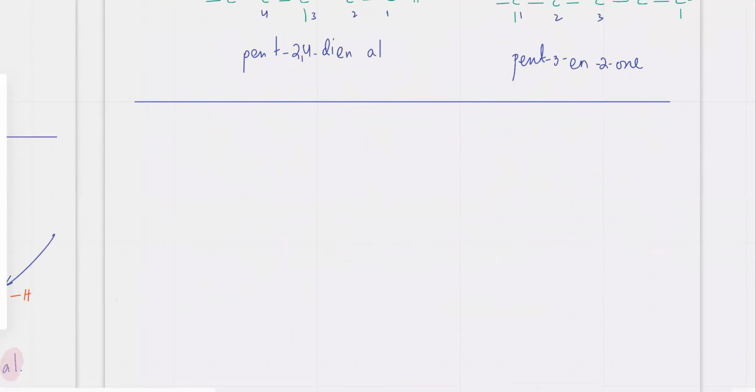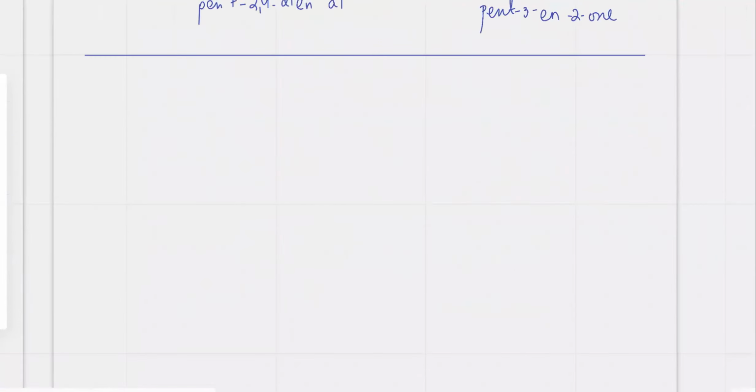Okay, so let's move to the more difficult ones. Let's talk about branching now. So more complicated, multiple functional groups, and they're going to be branched as well.